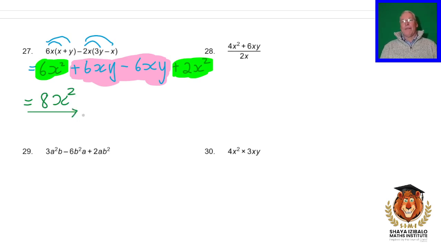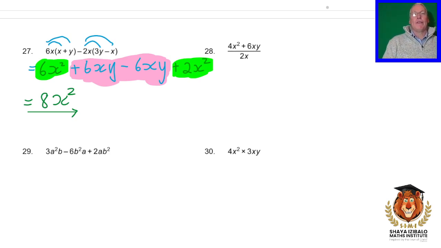Remember, when we add things, they don't change. If you add a pencil to another pencil, you've got 2 pencils. You haven't got 2 pencils squared or anything funny like that. When you add x's to x's, you get x's. Sorry, when you add x squareds to x squareds, you get x squareds. When you multiply x squareds by x squareds, you get x to the 4s.